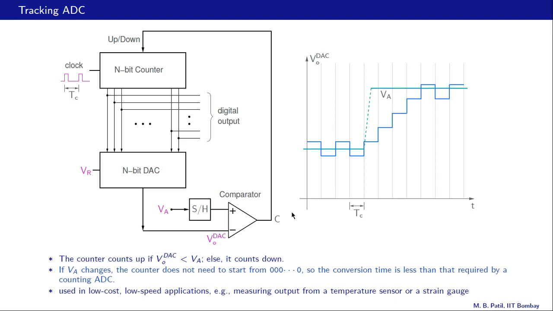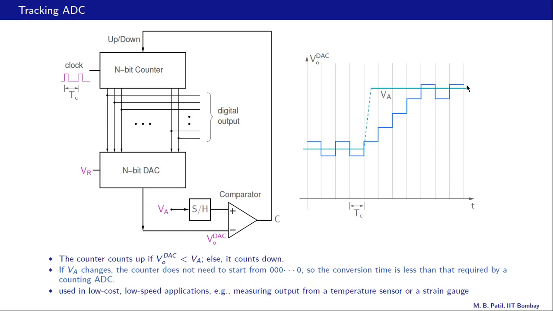Okay, here is an example of what happens if VA changes from one level to another. In this case, VA has increased, so the counter then starts counting up like that, and finally when the counter catches up with VA, that is VO DAC catches up with VA, then the steady state is reached once again.